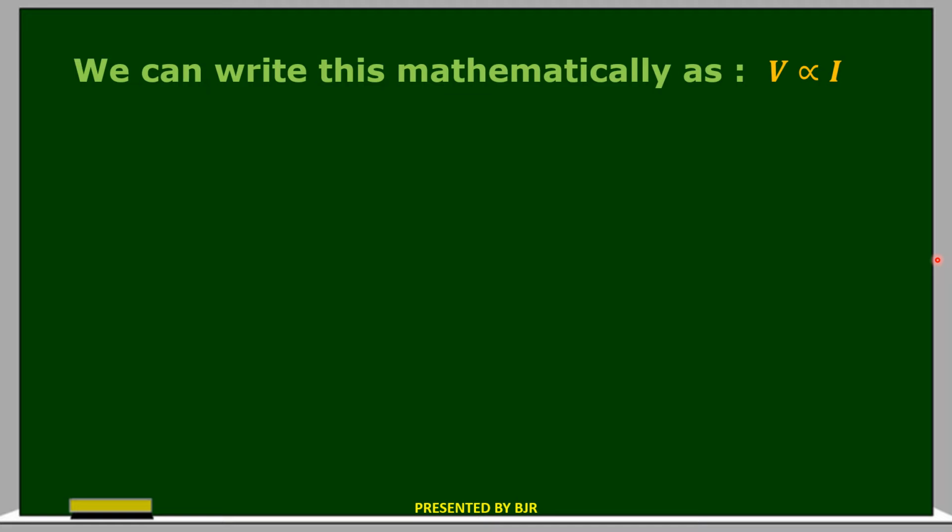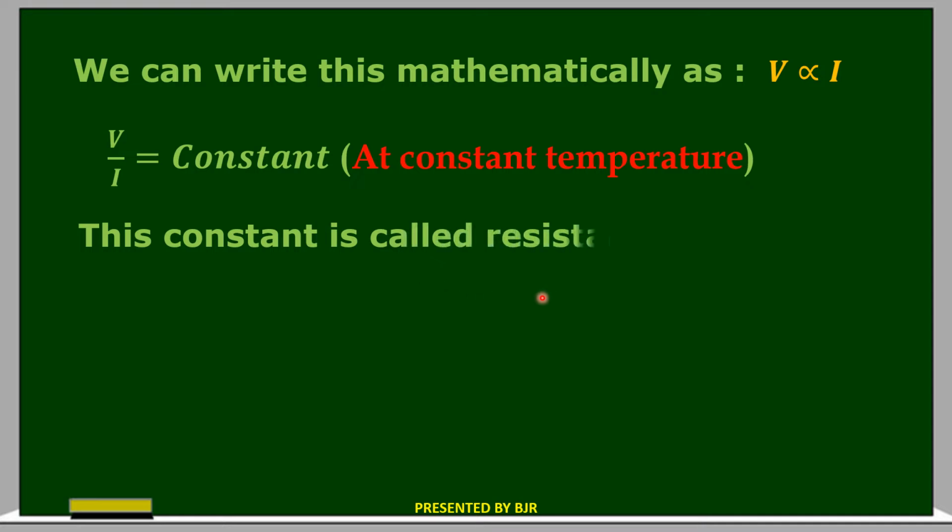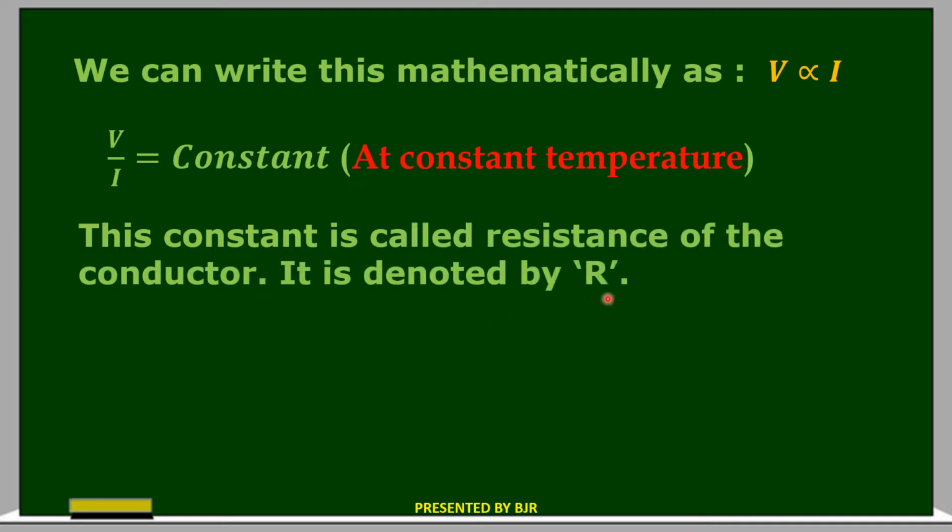So V by I, the ratio of voltage and current, is constant at constant temperature. When temperature is constant, V by I is constant for a particular conductor. And this constant is called the resistance of the conductor. It is denoted by R. So V by I equal to R.